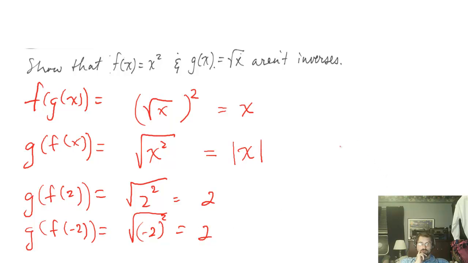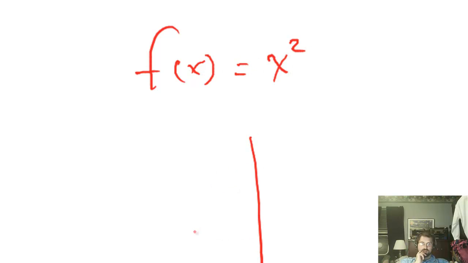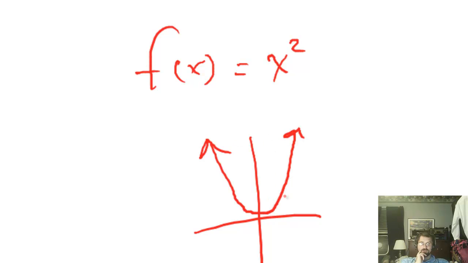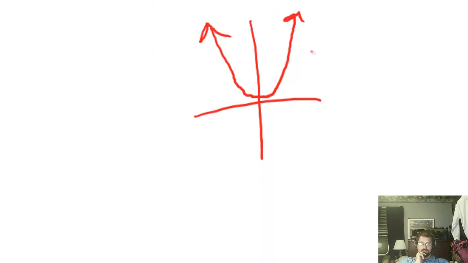Another way you can think of that is f of x is x squared, which is not a one-to-one function. So it can't possibly have an inverse. If it did have an inverse, that thing would not be a function because it does not pass the horizontal line test. These two points that are aligned horizontally here would be aligned vertically if it had an inverse.